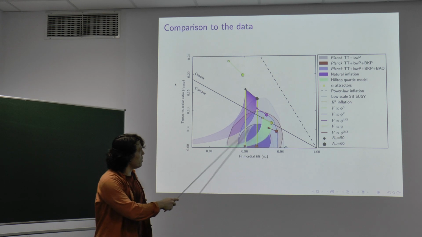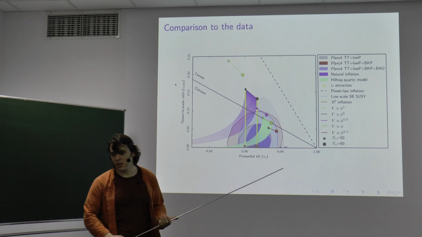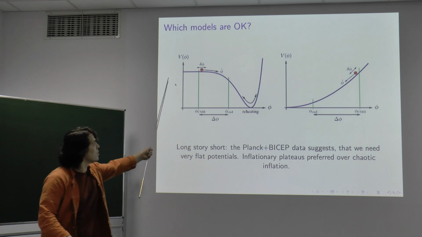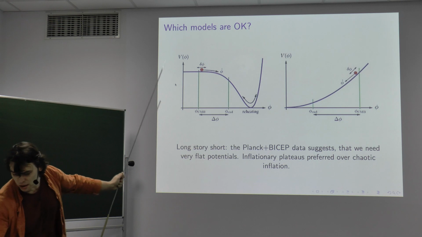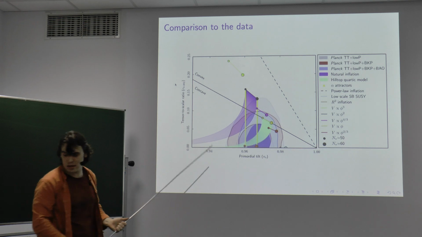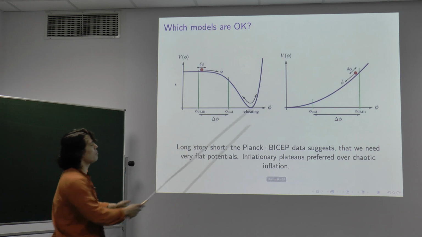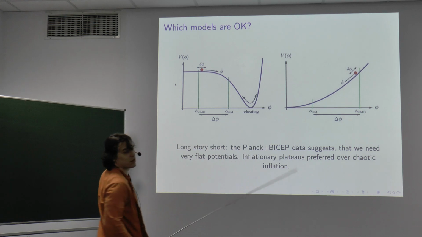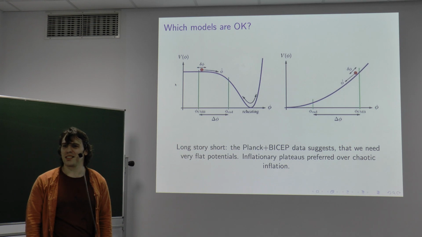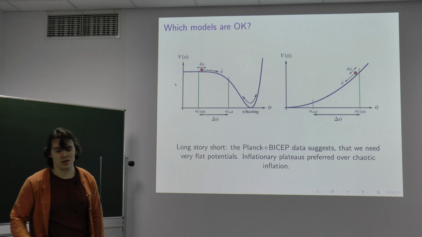These models in here are pretty much the models with an inflationary plateau, with a flat part of the potential. And these over here, which are excluded at many sigma level, are more or less models of this kind. Still, we have hundreds of models that fit the data. And it's a massive problem for inflationary cosmology.